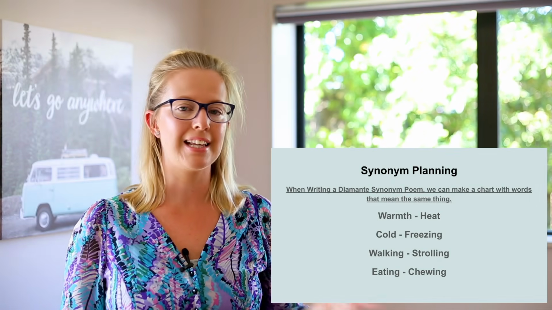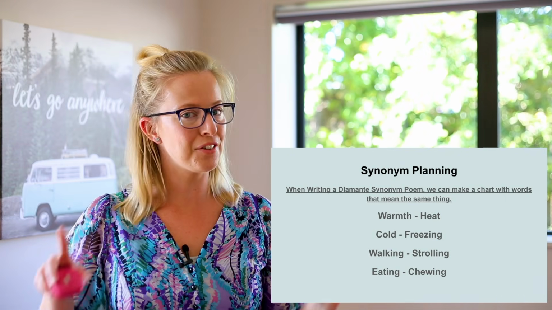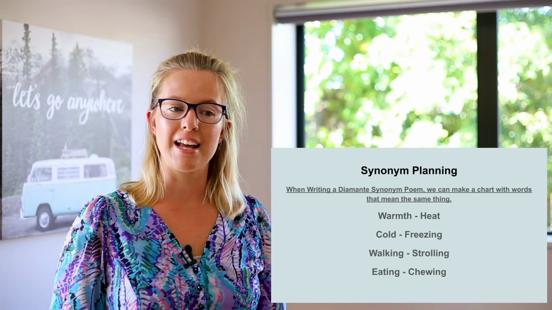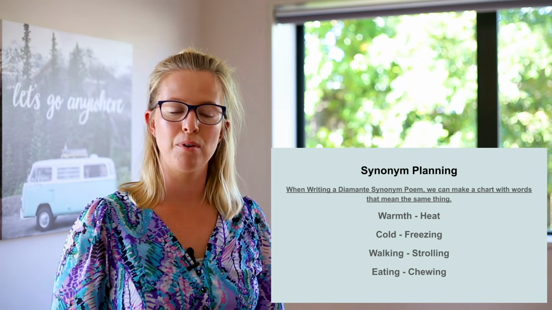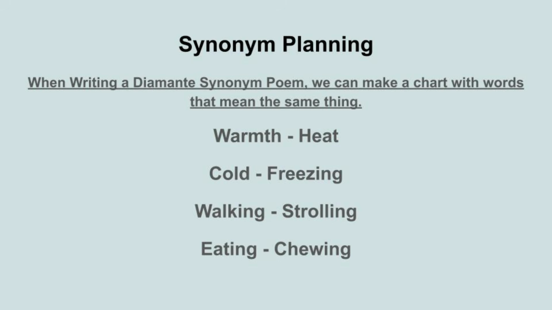Now we can have a look at what type of synonyms you could use when you're writing your Diamante poems. This is some planning that you can do to make sure that you are coming up with words that are different words, but they mean the same thing. So, when writing a Diamante synonym poem, we can make a chart with words that mean the same thing. So we've got 2 words, warmth and heat, which mean the same thing.